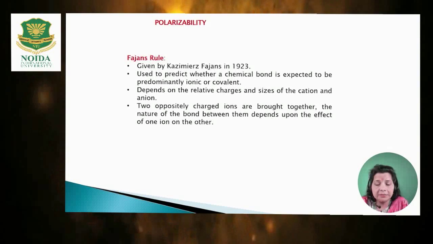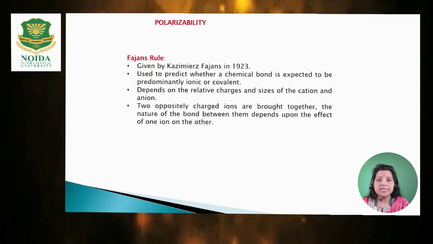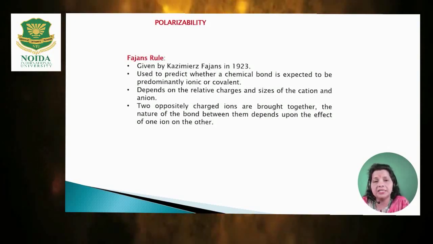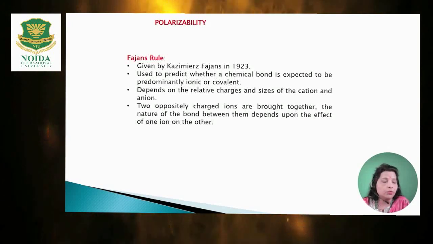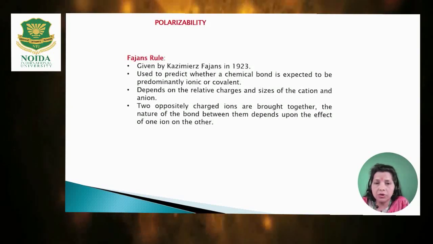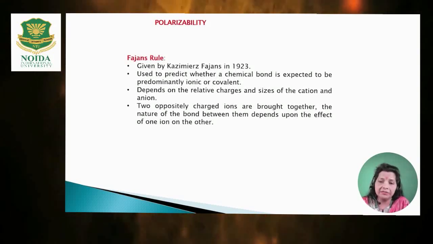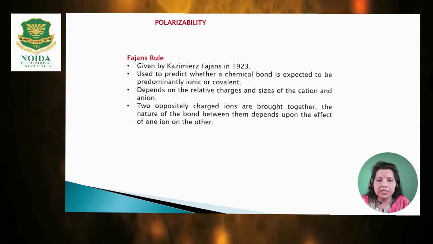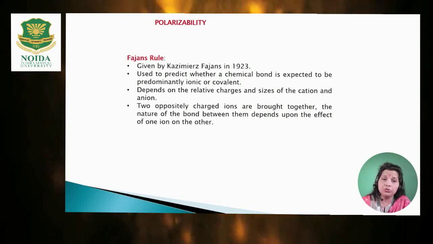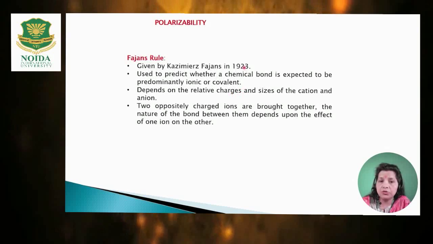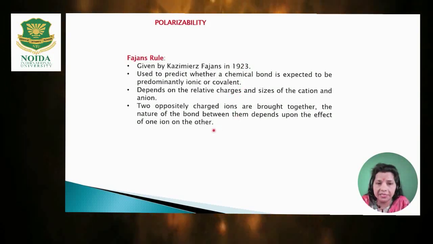This polarizability concept was given by Fajans in 1923, and it says that you can predict whether any covalent compound has a certain ionic character. As I explained earlier, how a covalent bond A-B is converted into an ionic bond due to the difference of electronegativity between A and B, right? So if you want to calculate any ionic nature or ionic character in a covalent molecule, you need to go through Fajans' rule, which was given by Fajans in 1923.